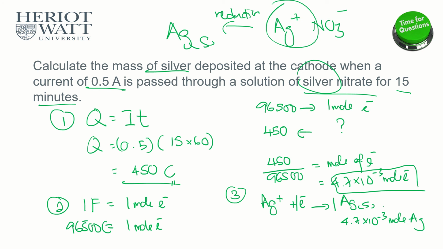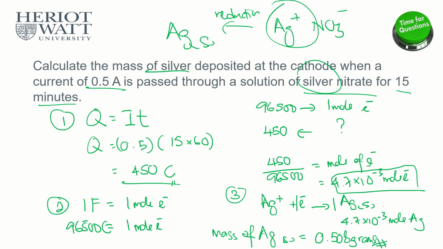And what is the mass? Just use the moles: 4.7 times 10 to the power of negative 3 multiplied by the molar mass of silver. What is the molar mass of silver? 108. So multiply it by 108, and you will get the mass of silver deposited as 0.508 grams. There you go. That's the final answer.